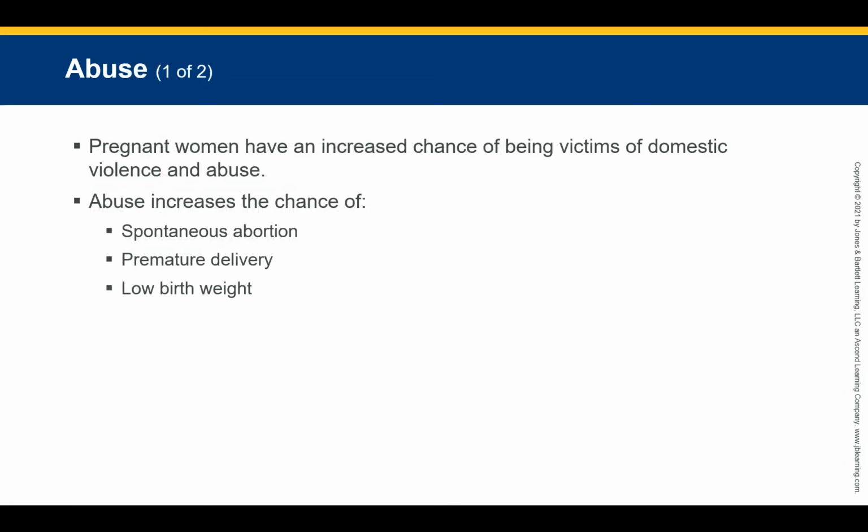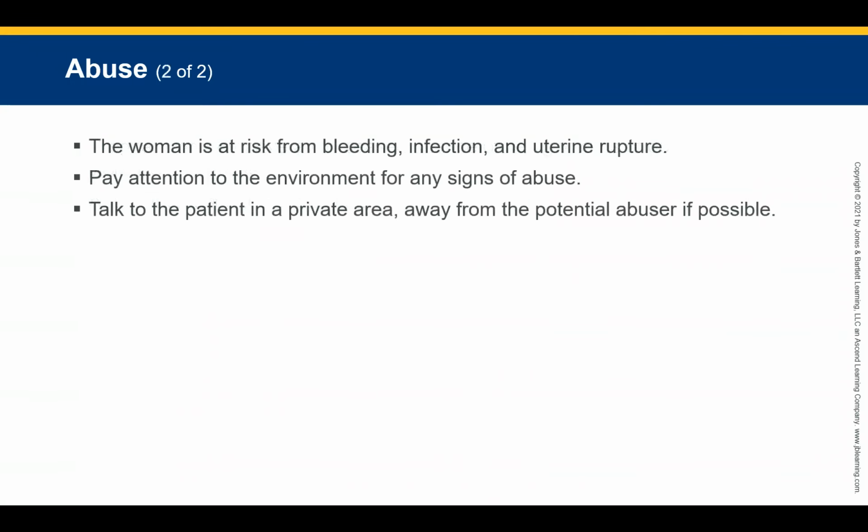Abuse: pregnant women have an increased chance of being the victims of domestic violence and abuse. Abuse during pregnancy increases the chance of a spontaneous abortion, premature delivery, and low birth weights. The woman is at risk of bleeding, infection, and a uterine rupture. Pay attention to the environment for any signs of abuse. Pregnant patients who are abused are often scared and may not be honest as to how their injuries have occurred. Talk to the patient in private, away from their potential abuser, for the information to come out.